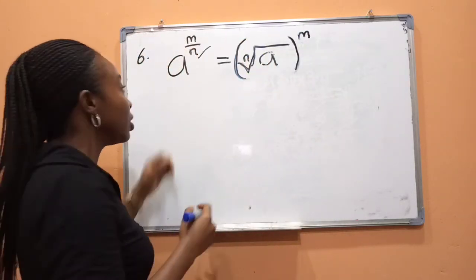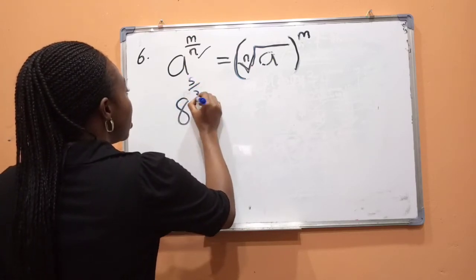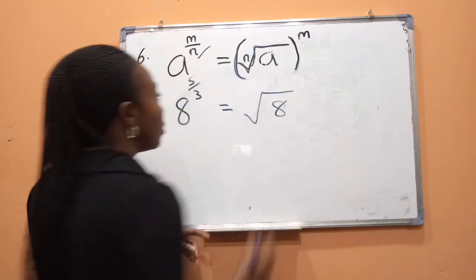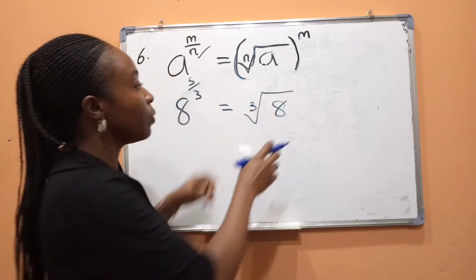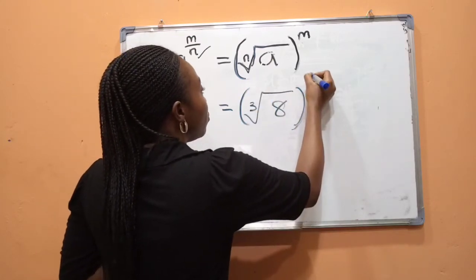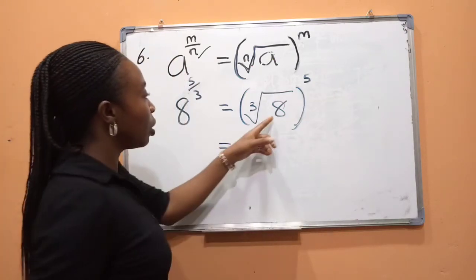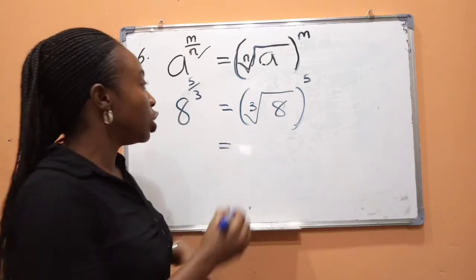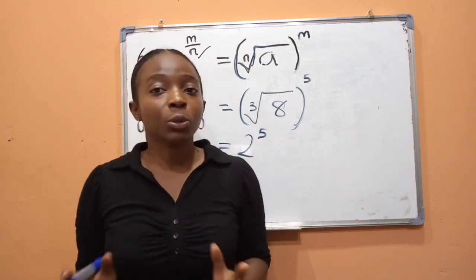So if we have something like this, 8 to the power of 5 over 3 is simply equal to 8, then we put the 3 here, okay? The denominator occupies this side, so we are looking for the cube root, and then we have raised to the power of 5. So the cube root becomes that number that when you multiply it 3 times, you get 8, which is 2, and then we have raised to the power of 5. So this is absolutely easy, guys.